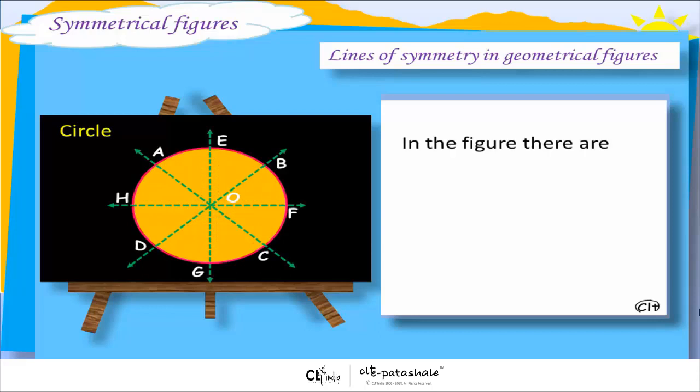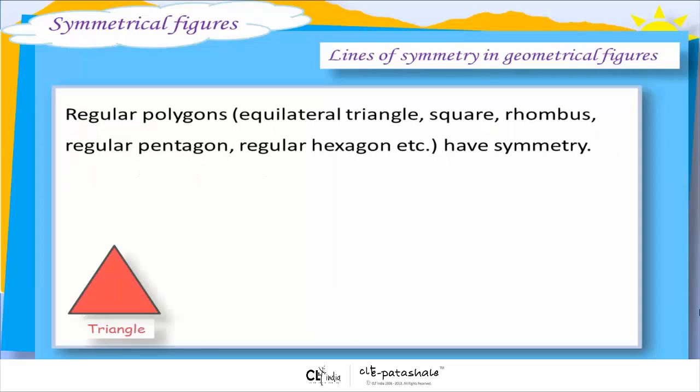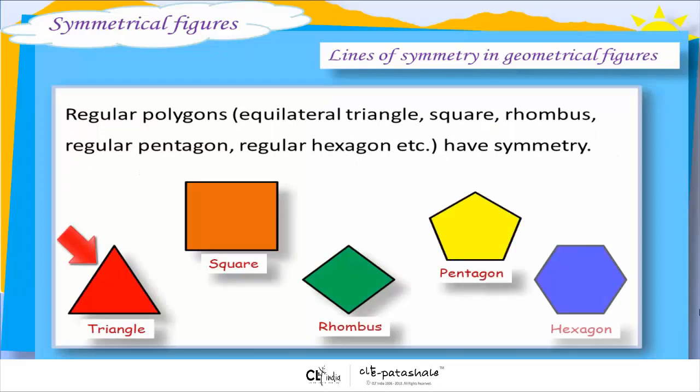Circle. In the figure there are infinite lines of symmetry. The figure is symmetric along all the diameters. Regular polygons, equilateral triangle, square, rhombus, regular pentagon, regular hexagon, etc. have symmetry.